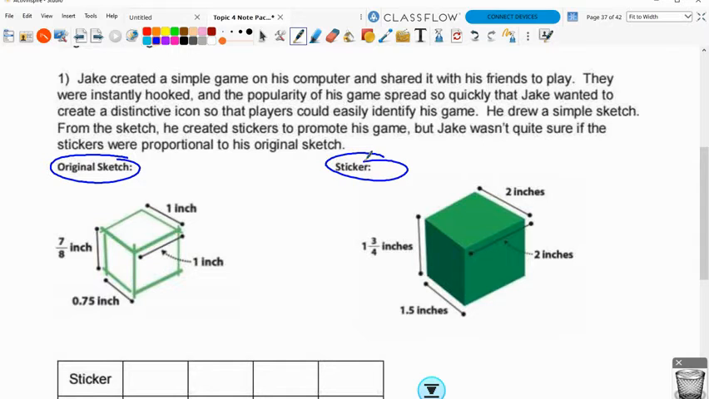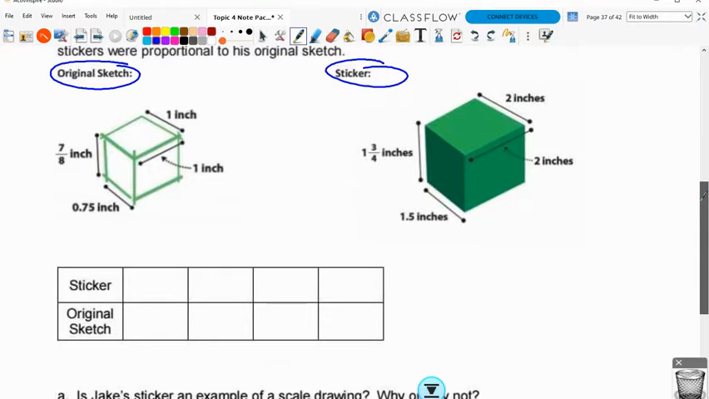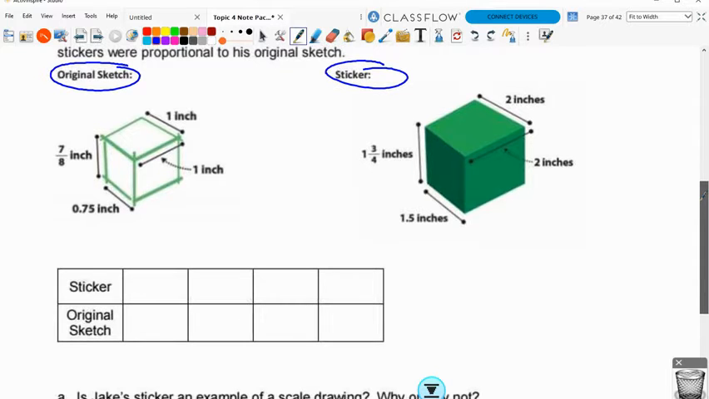But Jake wasn't sure if the stickers were proportional to the original sketch. All right, so if he's not sure if the stickers are proportional to the original sketch, we're not sure if the sticker would represent a scale drawing. And so what we're going to do is figure out if there is a proportional relationship between the size of the sticker and the original sketch.